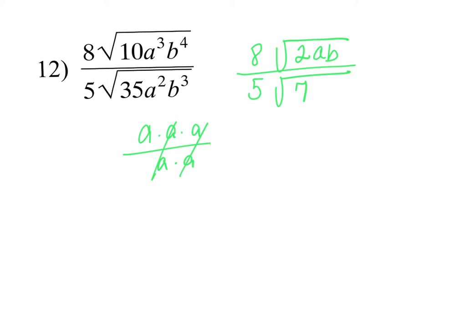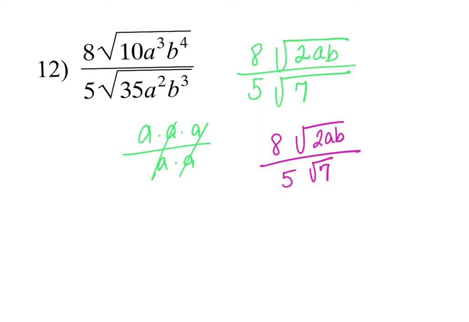So what I end up with, I'm going to write it just a little neater. I still have the 8 on the outside. I have the 2AB on the inside in the numerator, 5 on the outside, and 7 on the inside in the numerator. This is as simple as my fractions can get and as simple as my individual radicals can get, okay? I say that because if I had been left with b squared on top, I could actually pull that out, right? Does that make sense?